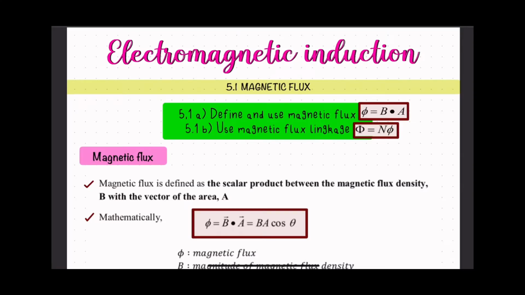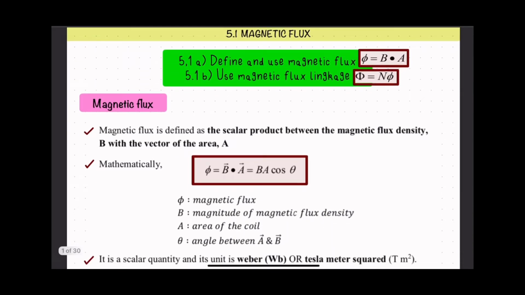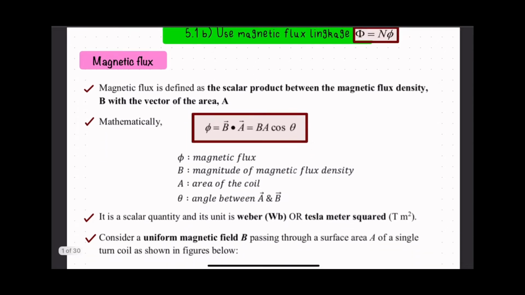Okay, so new chapter, chapter 5, electromagnetic induction. So 5.1, magnetic flux. 5.1a, define and use magnetic flux. And 5.1b, use magnetic flux linkage. Okay, look at magnetic flux.